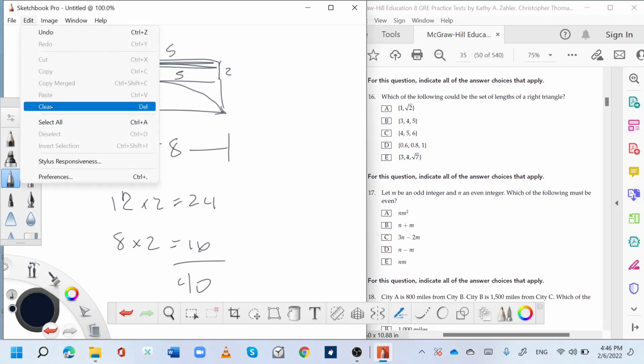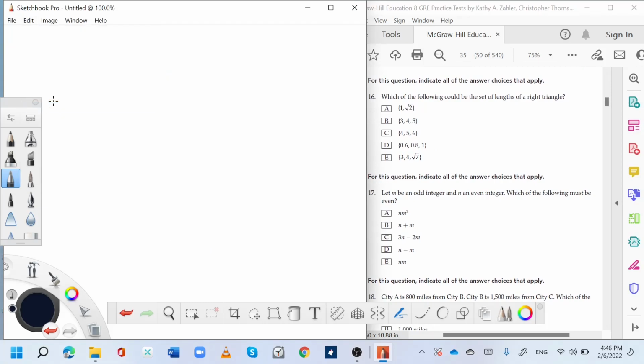Which of the following could be the set of lengths of a right triangle? All right, well, let's have a look at this here. 1, 1, and square root of 2. Yes. 45, 45, right. Isosceles right triangle. 1, 1, root 2. So A. Next, 3, 4, 5. Yes. 3, 4, 5 right triangle is another one. And we can check these out.